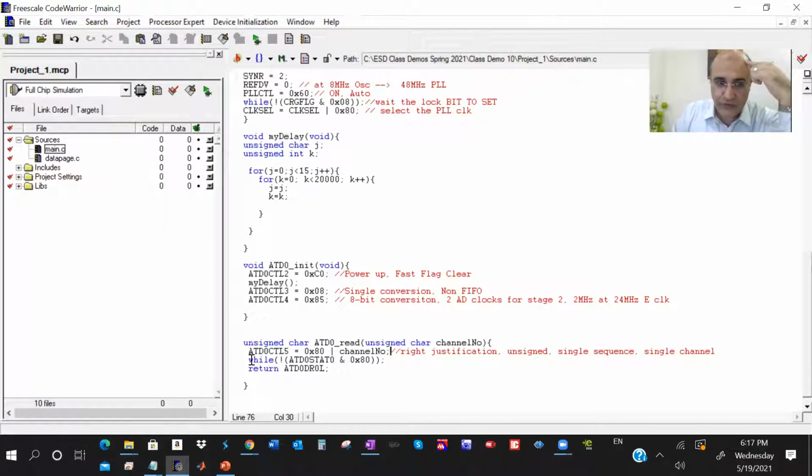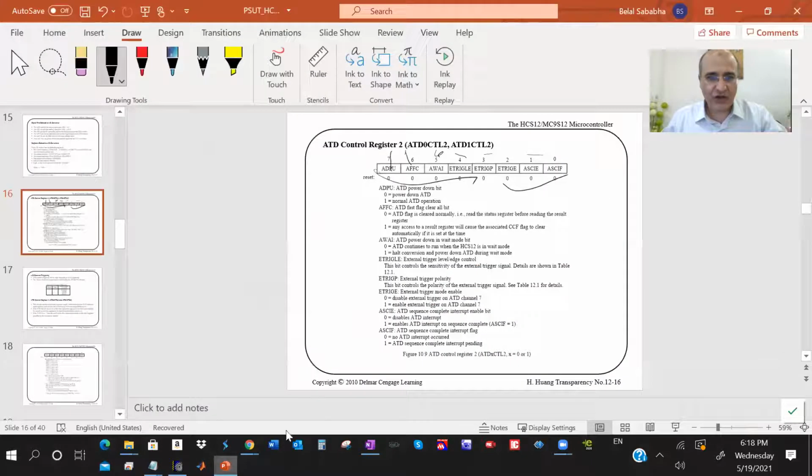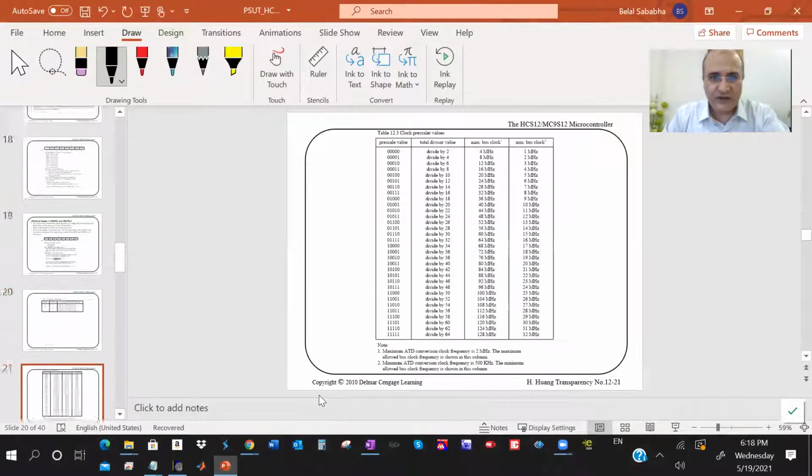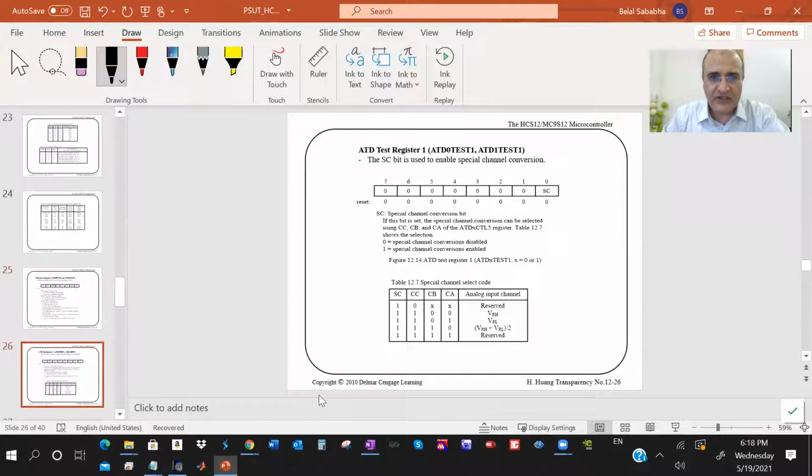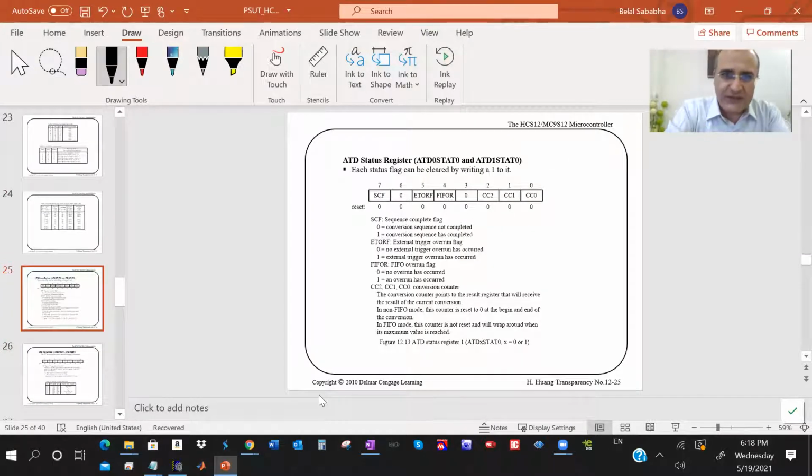Okay. Then you start waiting for the status register bit 7. While ATD 0 status register 0 ANDed with 0x80, you mask all other bits except the most significant bit, right? While it is 0, it's going to be false, right? But I want to get stuck here. I want to stay stuck here while it's 0, so I put a not here. So stay stuck here as long as this bit, which bit? This bit.